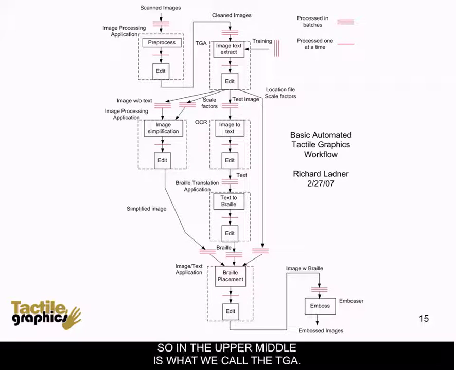So in the upper middle is what we call the TGA. That's the Tactile Graphics Assistant. And there, that's where we extract the text from the image. There's some training there, so to do that, we actually use what's called machine learning in a computer. Training images where we train on what the text looks like, and then it does it automatically. But of course, it doesn't do a perfect job, so you have to do some quality checking and editing. So that's where the human is involved.